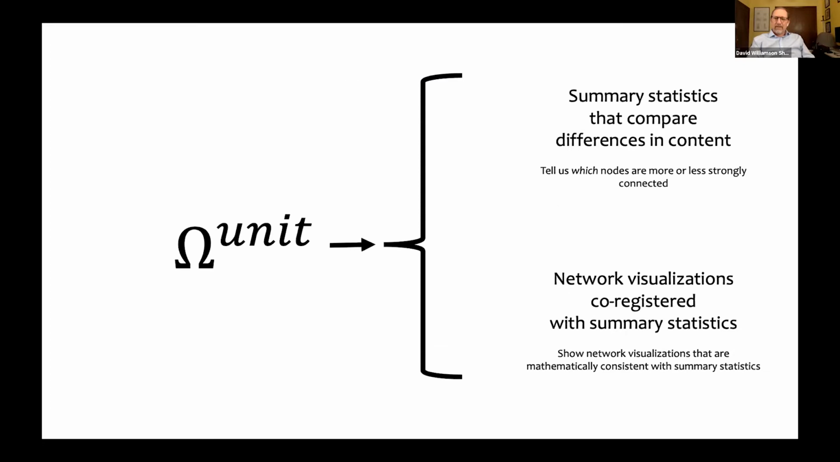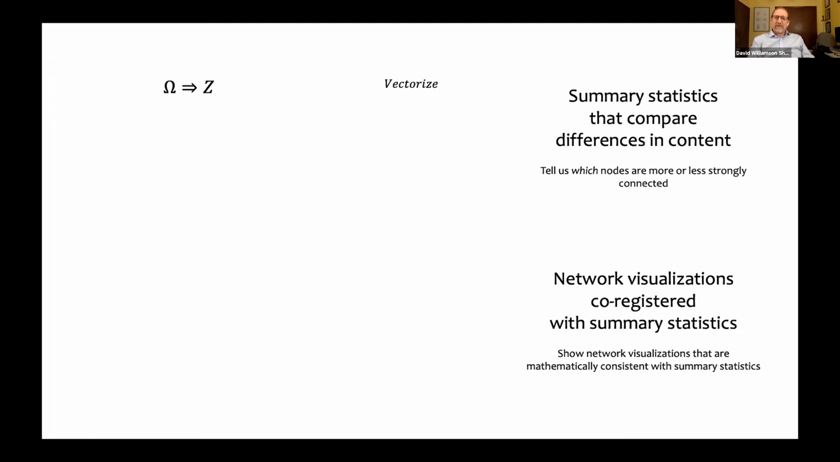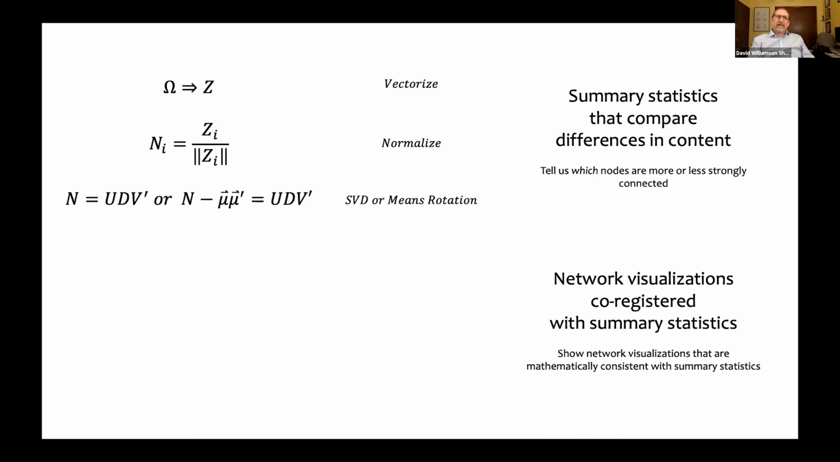Okay, so in summary, how do we go from this original matrix that we construct, and the construction of the matrix is in the paper, to these summary statistics and network visualizations? Well, we take the matrix and we vectorize it, then we normalize it, then we do an SVD or means rotation, and then we actually rotate using our rotation, and that gives us the summary statistics that we need.